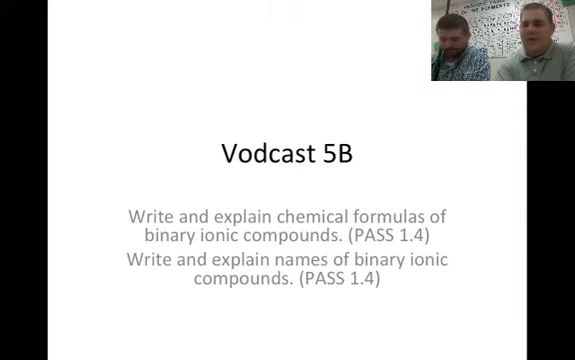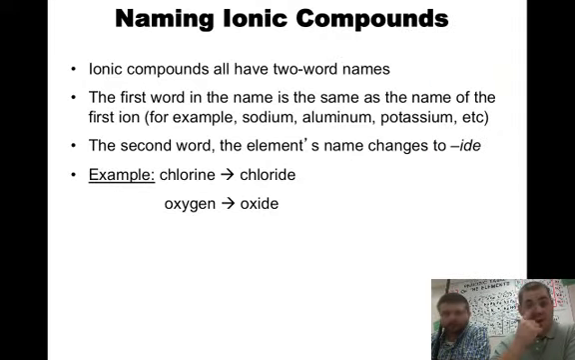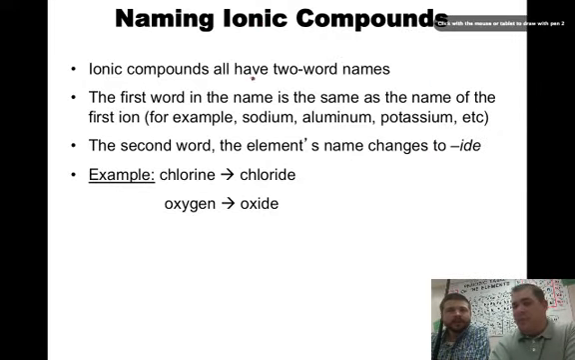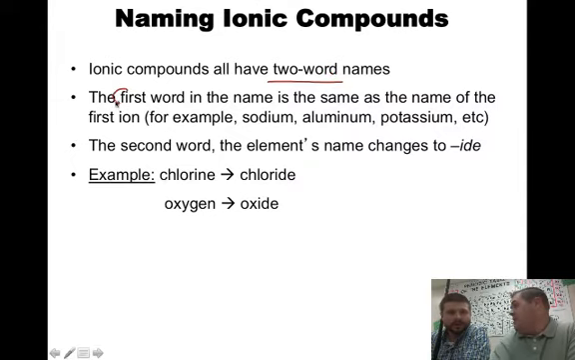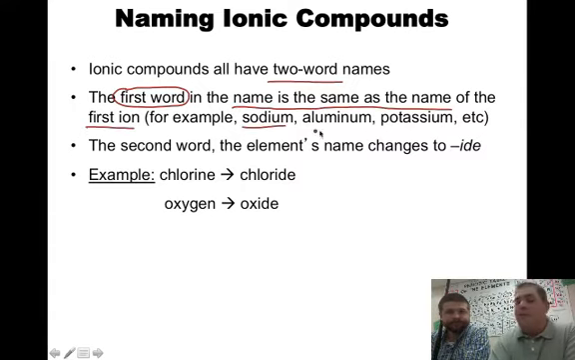I'm Coach Arthur. We'll look today at how to write the names and formulas of these ionic compounds. So this is important stuff for you guys to learn. Ionic compounds have two-word names, depending on what ions make them up. The first word is very easy: you're just writing the name of the first ion. If it's sodium, it's sodium. If it's aluminum, it's aluminum. There's nothing special you do to the first name.